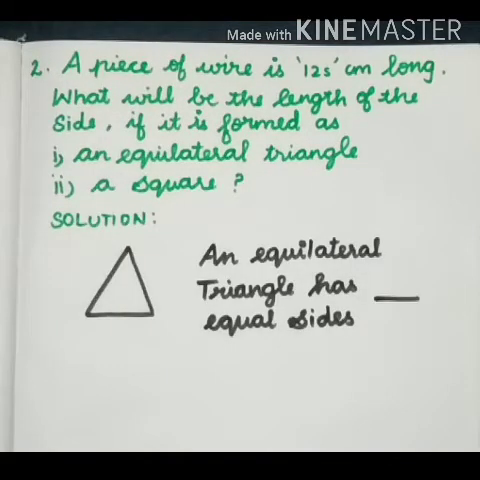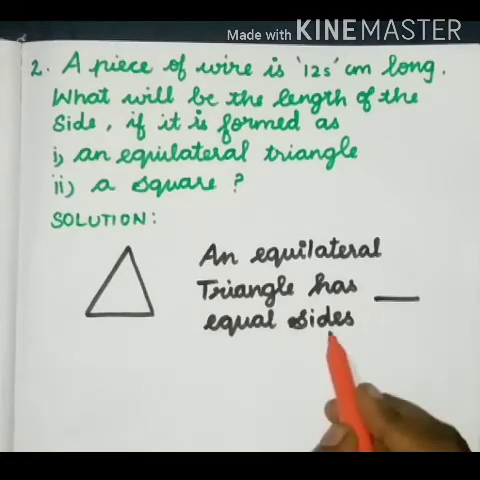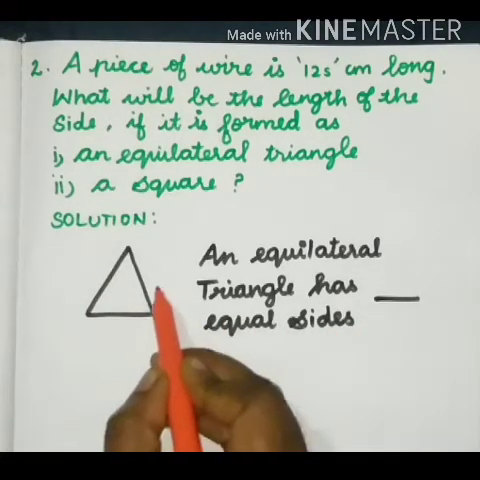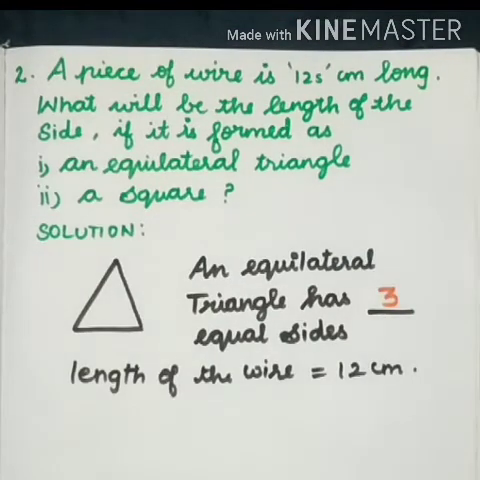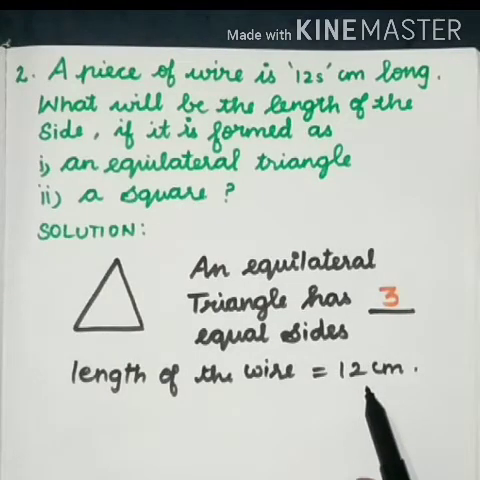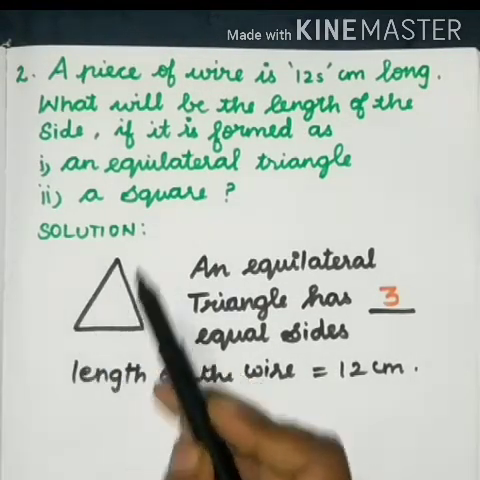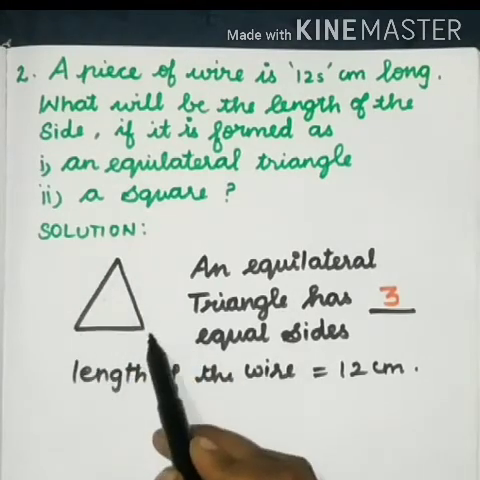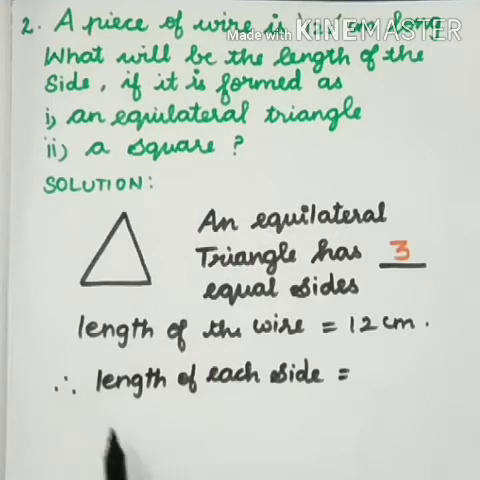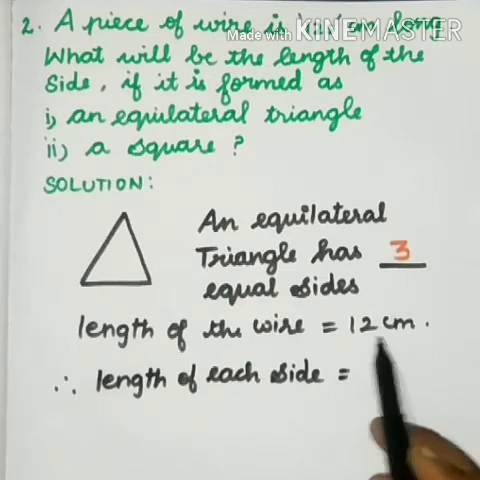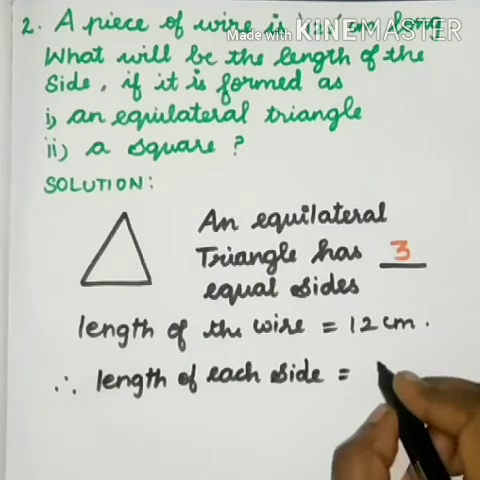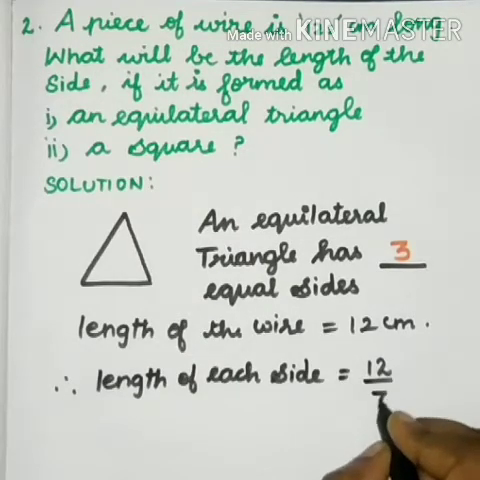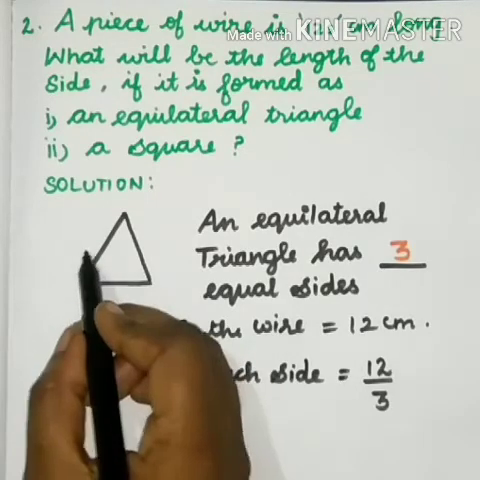See, an equilateral triangle has 3 equal sides. 1, 2, 3. In the question, the length of the wire is already given, that is 12 cm. You have to find the length of each side of the triangle. Students, as you already know, the total length of the wire is given. You have to find for each. That means it's division. You have to divide 12 by 3. Then only you will get the answer for each side.